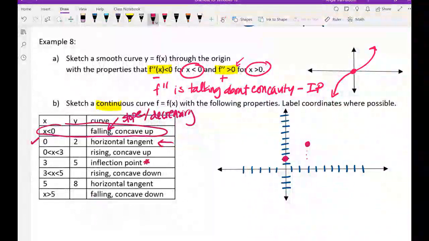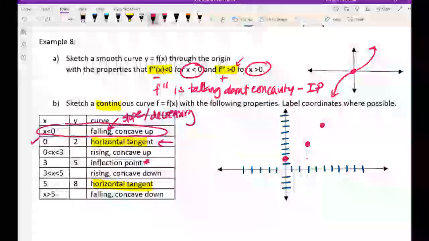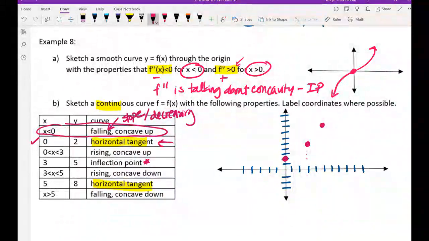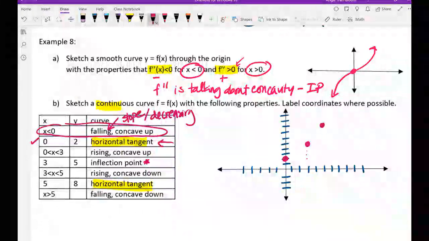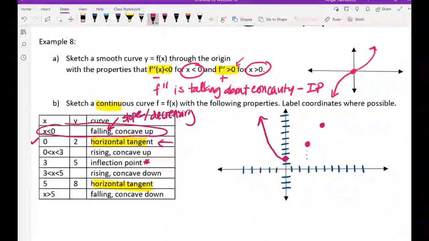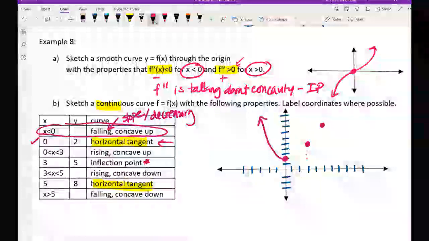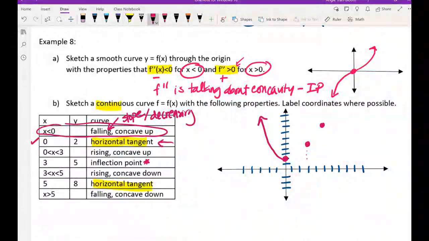Make sure I keep in mind the 5, 8 horizontal tangents. So it looks like we have 2 horizontal tangents, at (0, 2) and (5, 8). So if I have a horizontal tangent and an inflection point at (3, 5): on the left side, falling and concaving up. So concave up must go like that, and the slope is falling. Perfect.